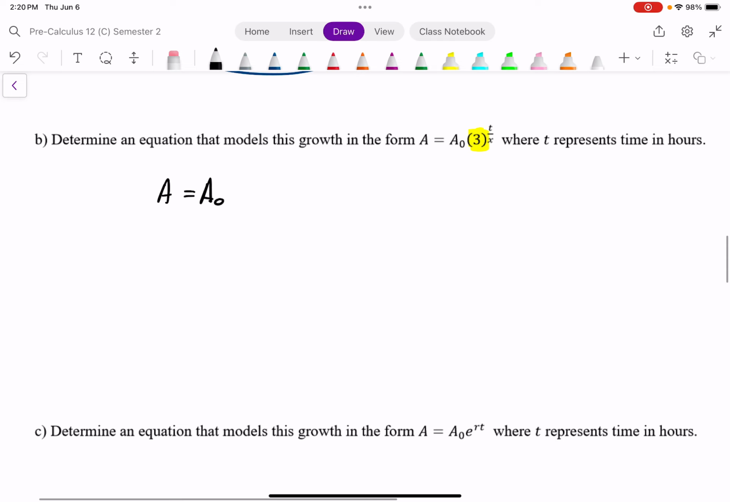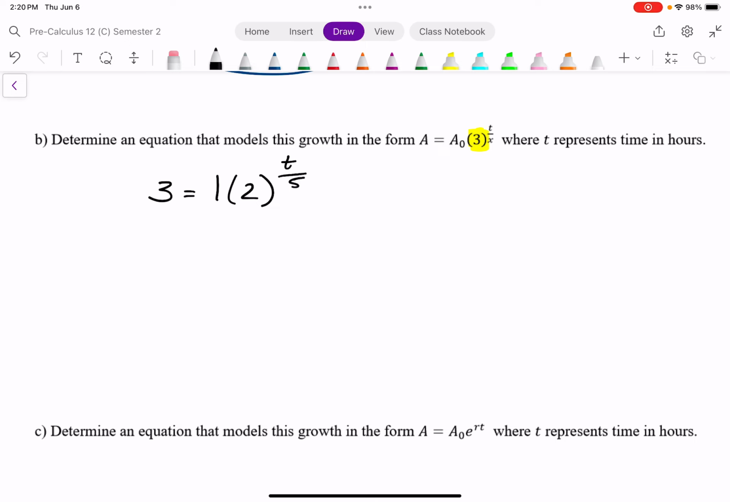A equals A naught times 2 to the power of t over 5. But if I want to find how long it takes to triple, then I want this A naught to become 3 times bigger. So I can choose anything I want for my A naught. I'm going to be boring and simple and make it 1, which means if I want it to triple, I want to find how long it takes for this to get to 3.